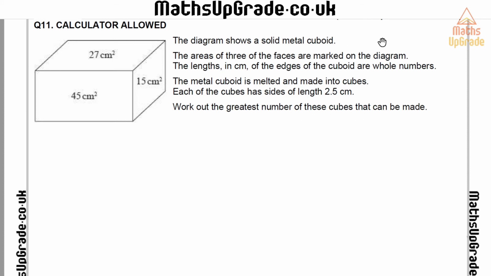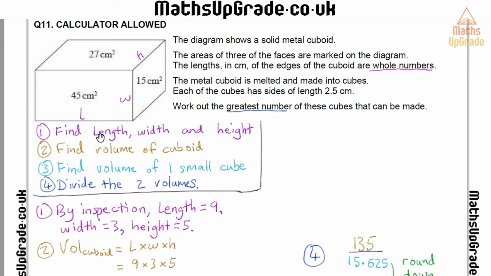I have answered this question as part of the surface areas booklet, and the video for that is also on this channel. But in essence, what I'm going to do here is follow these steps. I'm going to find the length, width and height of this cuboid. I'm going to find then the volume of the cuboid. I'm going to find the volume of one of these small cubes, and I can divide those through so that I can then find the number of cubes that can be made. Now, in my previous clip on surface area, I've showed how to use simultaneous equations to find these 3 edge lengths. But here I'm just going to do it by inspection.